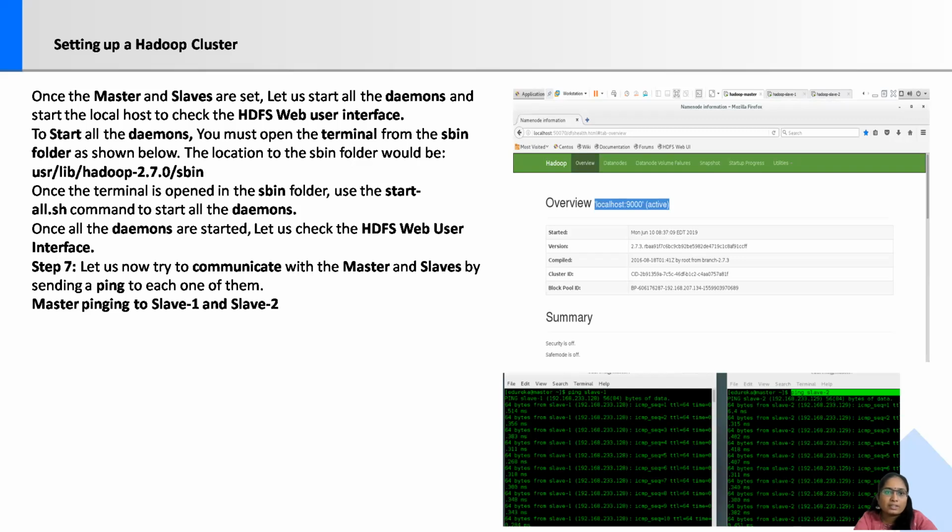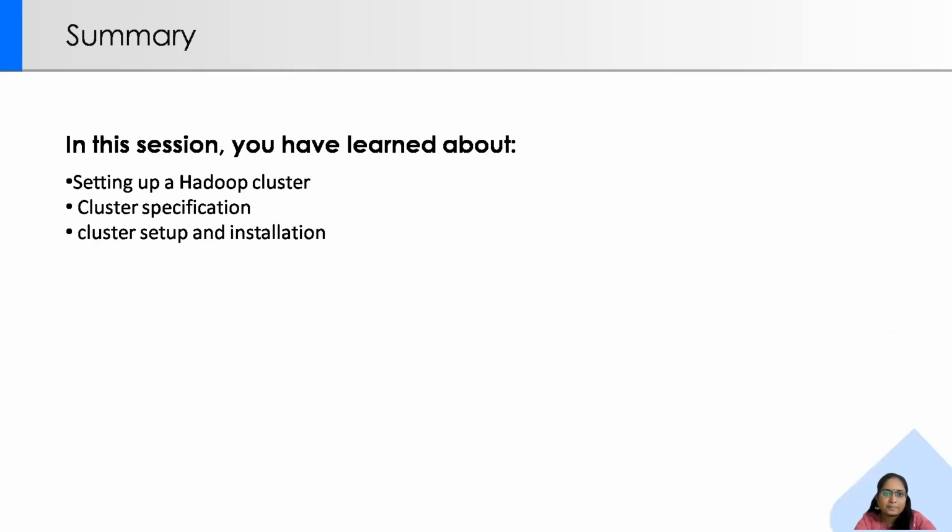So we can start with the help of the terminal, with the command to go to the folder. I have given the path as usr/lib, the Hadoop version, /sbin. Once the terminal is opened, you can run the start-all.sh command to start the daemons. Now the web interface is open. Now you can communicate with the master and slave interface. You can try this demo on your system. It's very interesting how the master and slave are working.